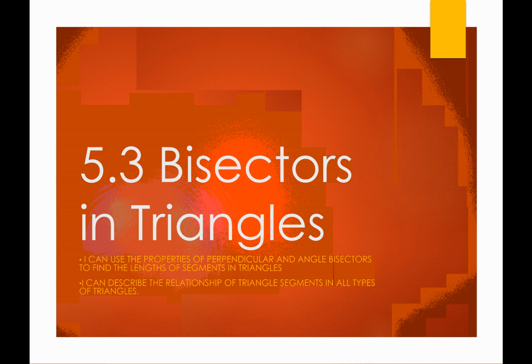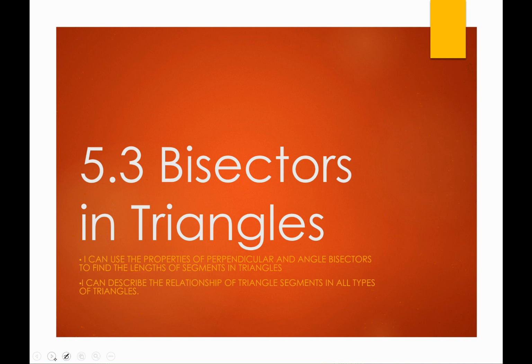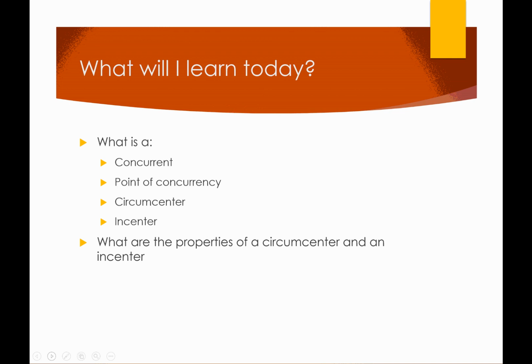We're going to continue our lessons on triangles and the relationships within the triangles. And we're going to talk about bisectors in our triangles. So you're going to learn quite a bit of vocabulary today. We're going to learn what concurrent means, what a point of concurrency is, a circumcenter, and an incenter. And then we're going to look at the properties of the circumcenter and an incenter.